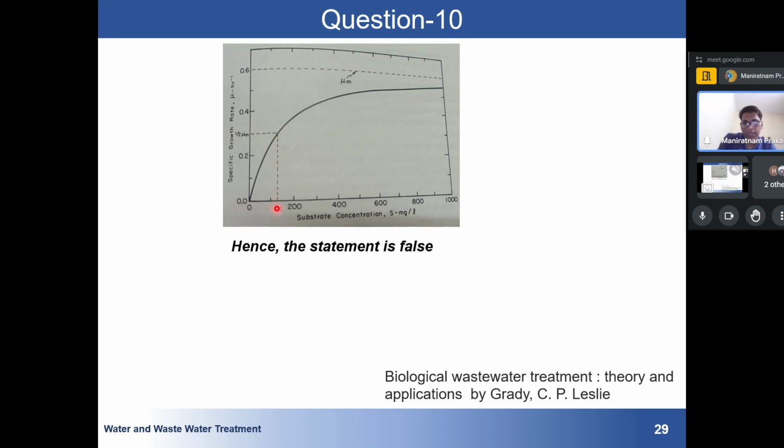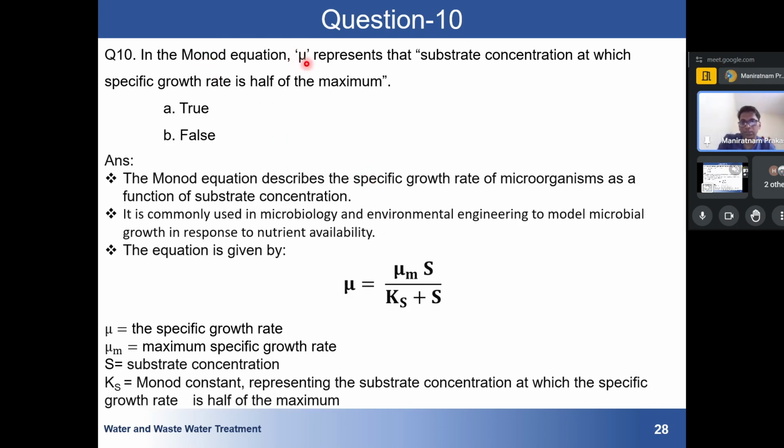Hence the statement is false. Why is it false? It says that mu represents the substrate concentration. Mu doesn't represent substrate. S represents substrate concentration, and mu represents the specific growth rate, the rate at which the microorganism is growing.